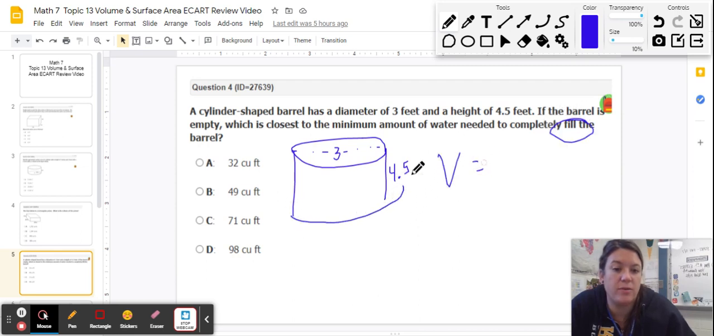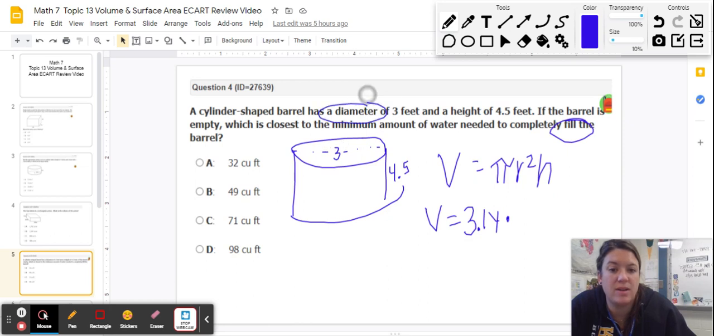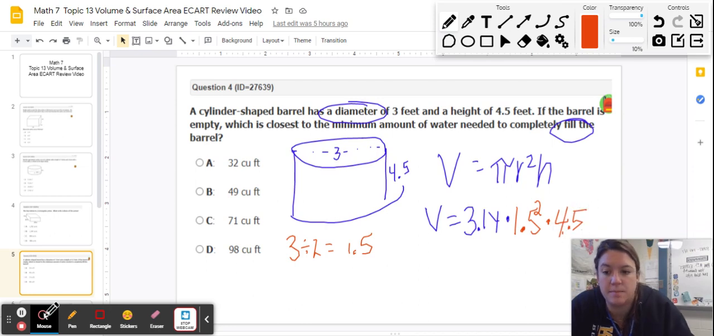So the volume formula for a cylinder is pi times the radius squared times the height of the cylinder on your formula sheet. So I'm going to use 3.14 for pi, but remember, radius wasn't given to us. They gave us the diameter. So on your calculator, you had to do 3 divided by 2 to get 1.5. And that's what the radius is. So I'm going to do times 1.5 squared on my Desmos calculator times the height, which is 4.5. All right, so put that into Desmos and see what you get.